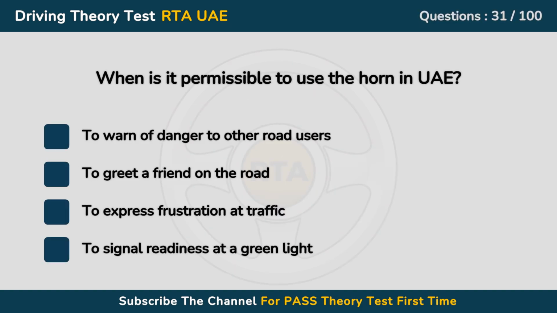Question 31. When is it permissible to use the horn? A. To warn of danger to other road users. B. To greet a friend on the road. C. To express frustration at traffic. D. To signal readiness at a green light.